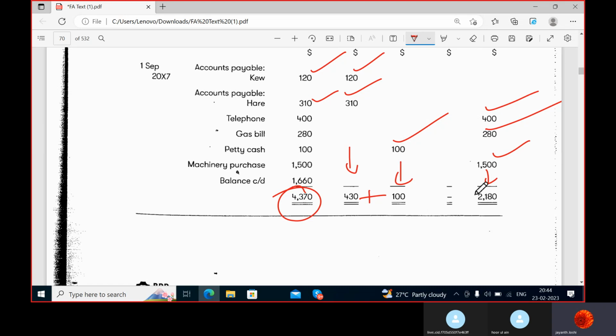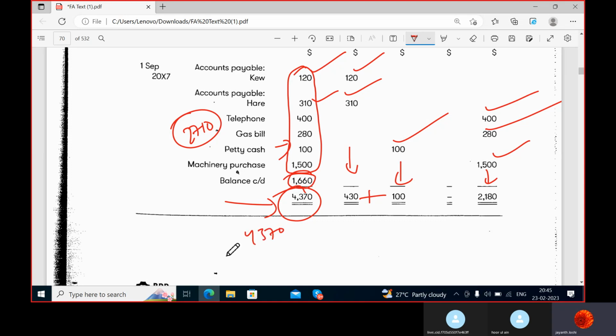And when we add all of them, we will just total this all, because we have this 120 plus 310 plus 400 plus 280 plus 100 plus 1500. So till here we have 2710, and we know that this total is less than the receipts total. So we write the receipts amount here and the balance here. The balance is nothing but 4370 minus 2710, so 1660.